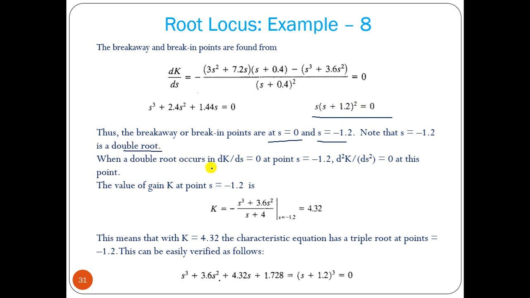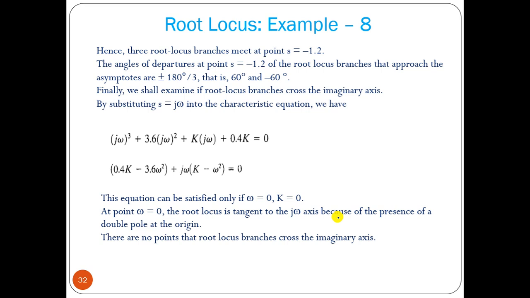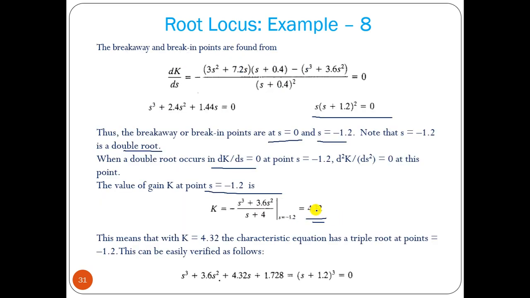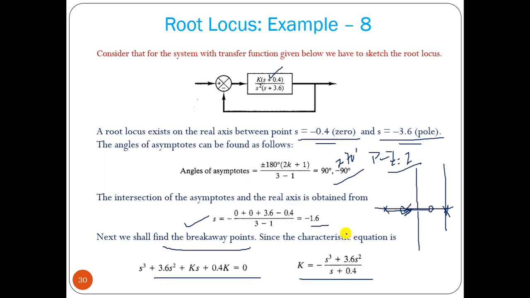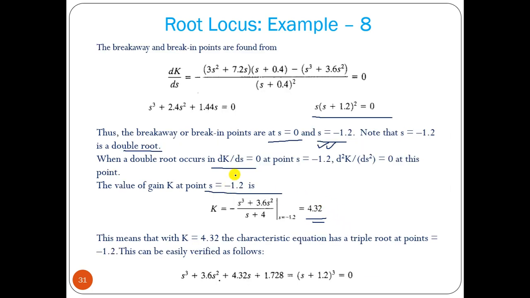When a double root occurs in dK/ds equal to 0, at the point s equal to minus 1.2, d squared K by ds squared equals 0 at this point. If we put the s equal to minus 1.2 value, the K value becomes positive. So minus 1.2 is a valid breakaway point. In the previous case it was 0, tangent to 0, starting from 0, but here we have a valid breakaway point at minus 1.2, and it has a double root. That means two poles should intersect there.